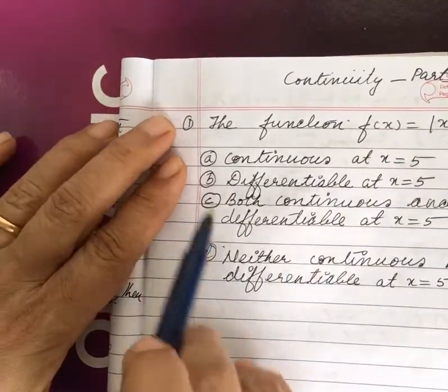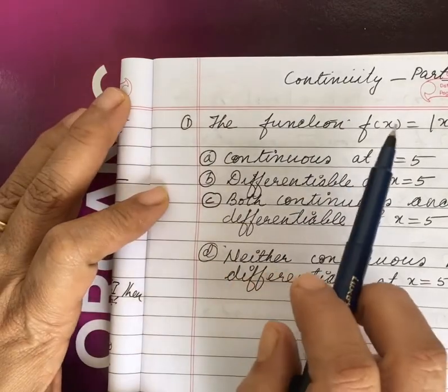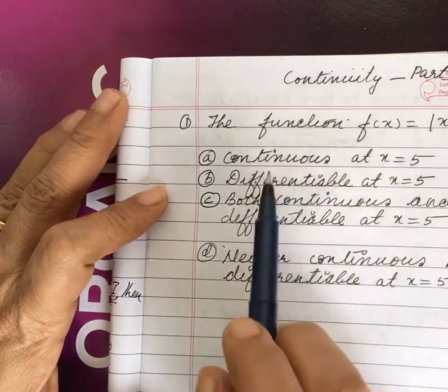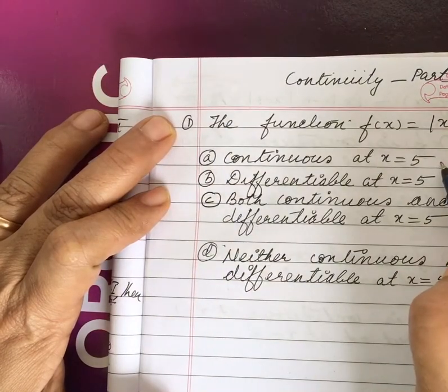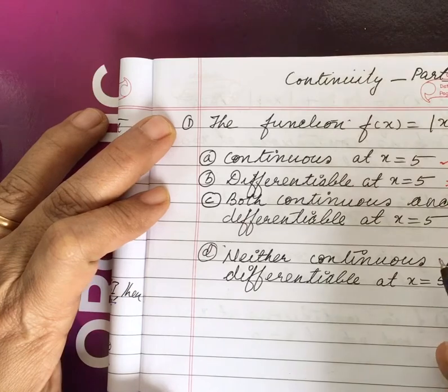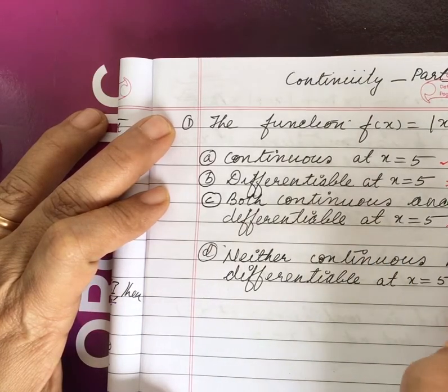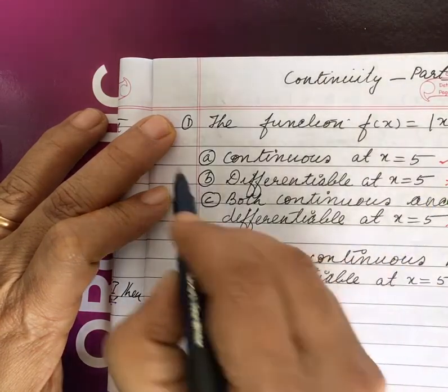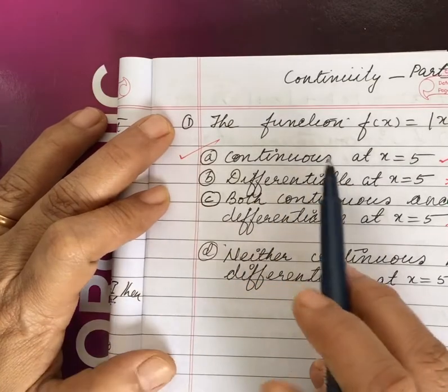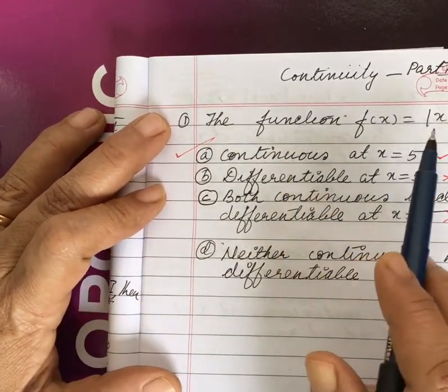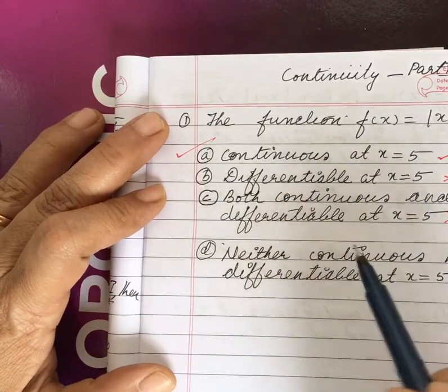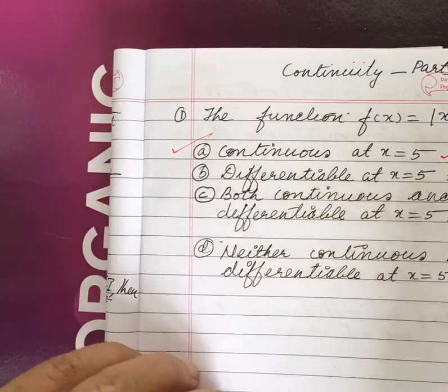The first one is the function f of x equal to modulus x minus 5. You can see here, it is continuous at x equal to 5, that is correct, but it is not differentiable. So the final answer is this. You have to be very careful. Sometimes the question asked is, for the function f of x, which one of these is not true? That also could be one of the questions.